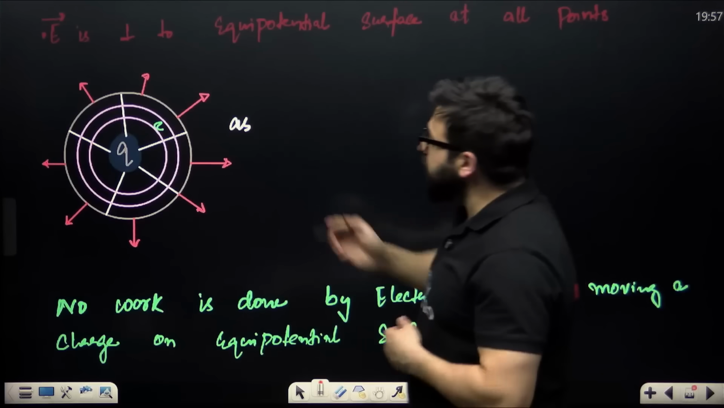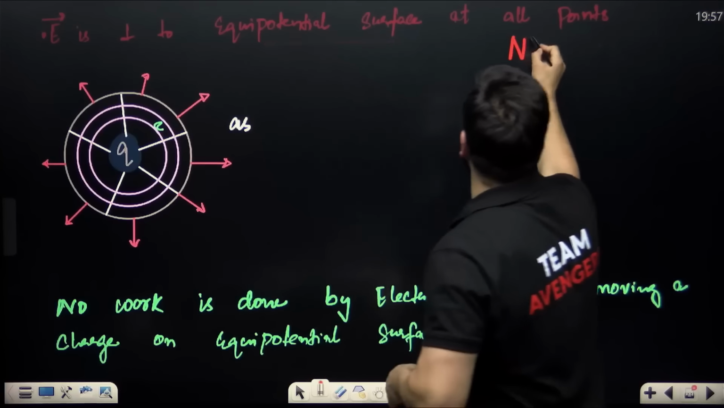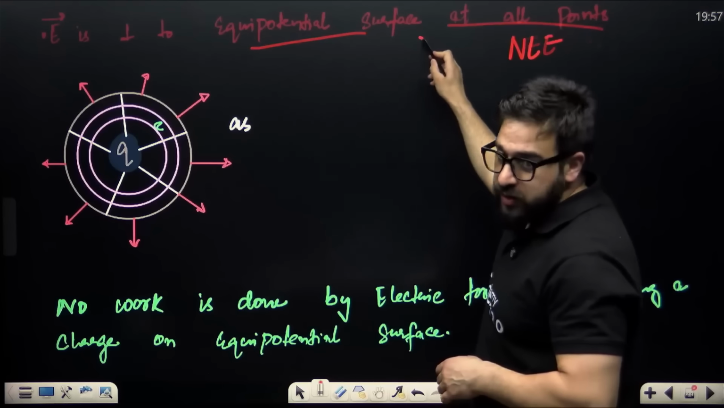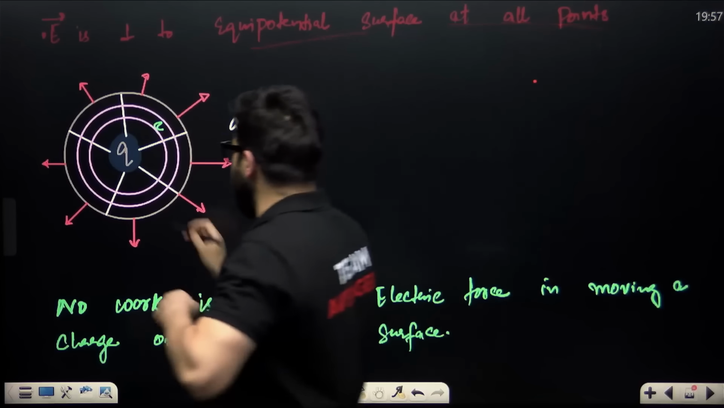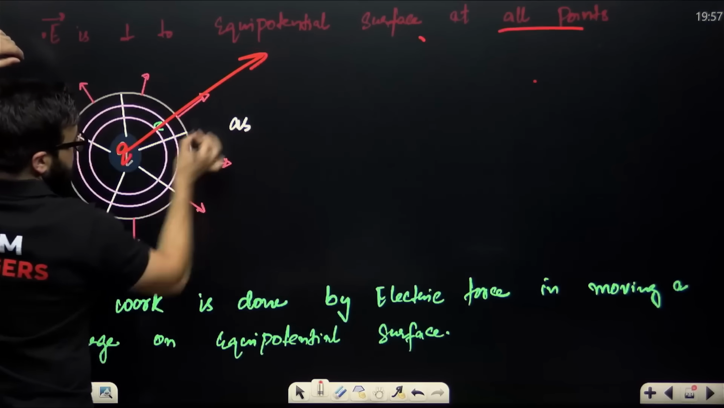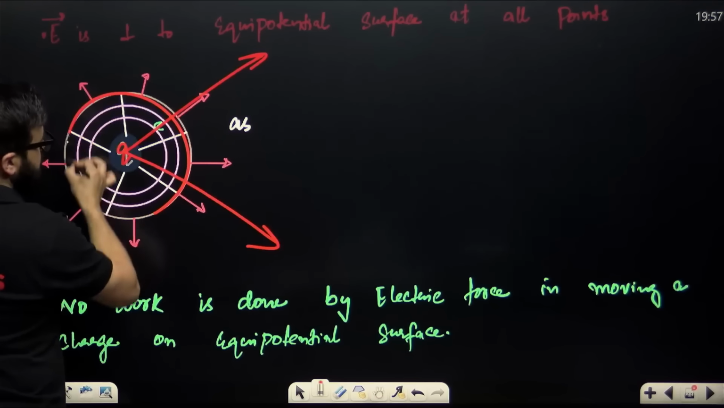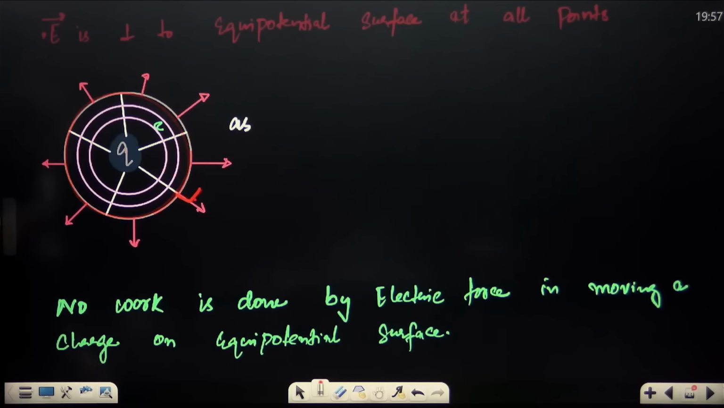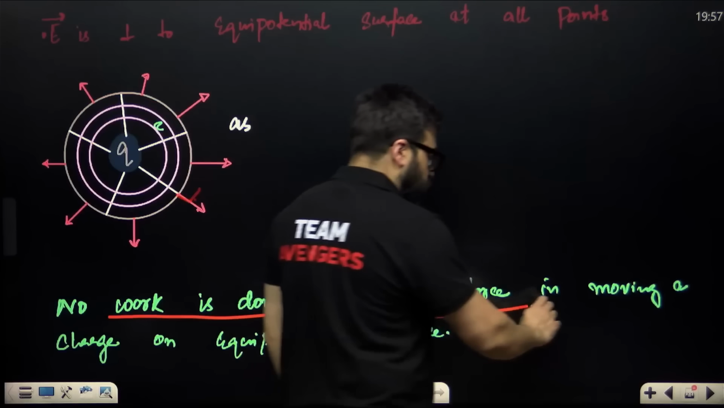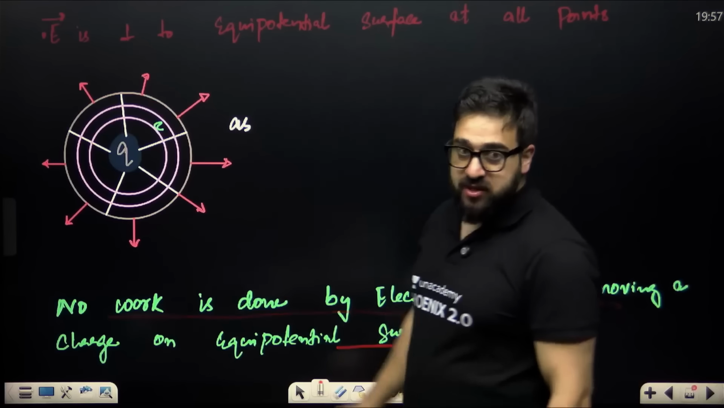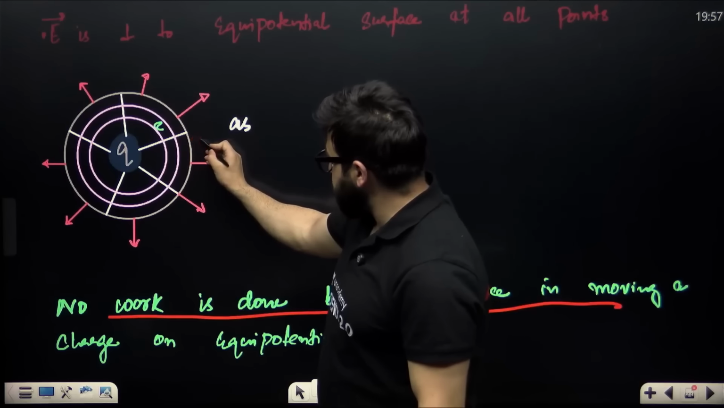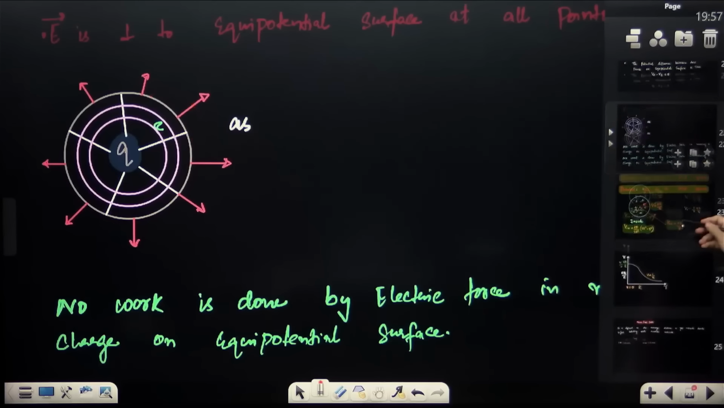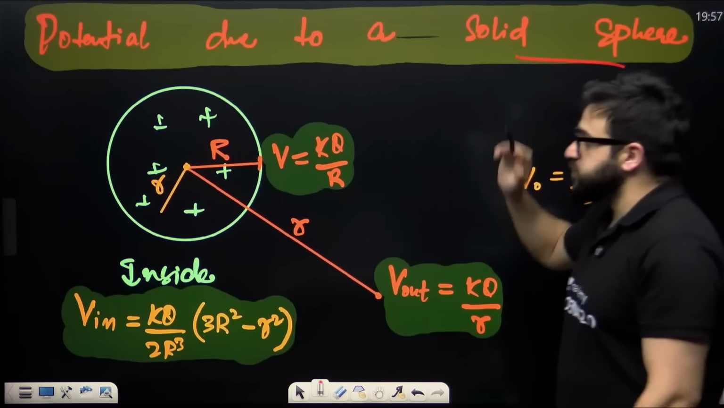Then, electric field is perpendicular. This was asked in NEET 2022. Electric field is perpendicular to the equipotential surface at all points. If this is a charge, the electric field is away from the charge, and around it is the equipotential surface. What is the angle between electric field and equipotential surface? 90 degrees, that means perpendicular. No work is done by the electric force in moving a charge on an equipotential surface. If you move the charge from this point to this point, no work is done by the electric force. Work done is 0.